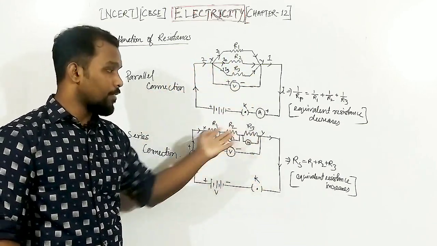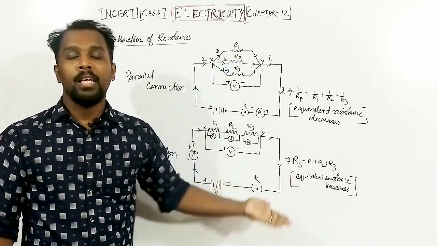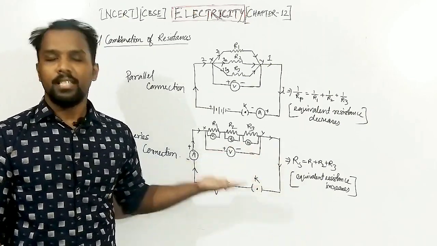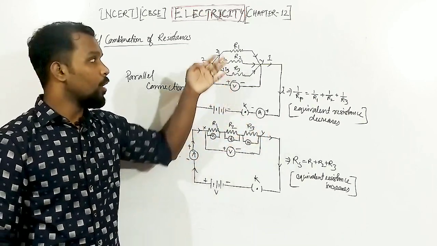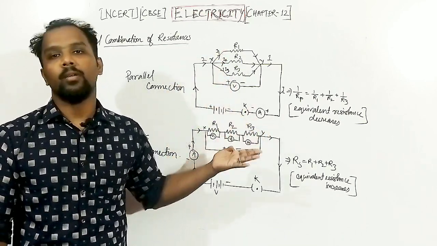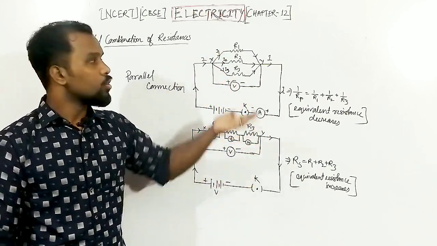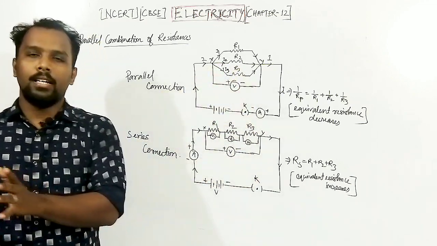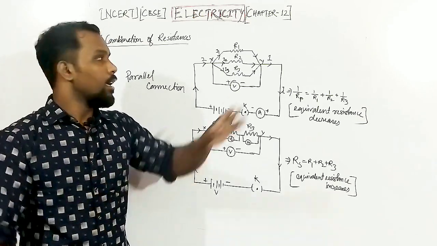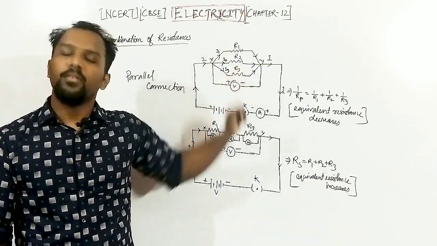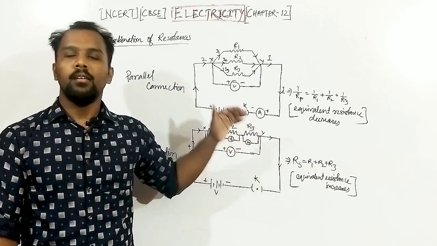Where the I remains constant is the main disadvantage of the series combination. And here the I changes according to what? Resistances. So it is the main advantage of the parallel combination. So whenever many gadgets are used in a single circuit, parallel combinations are preferred. Okay, so that is the main thing.